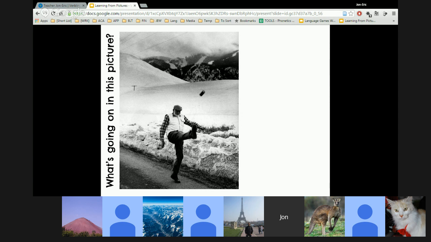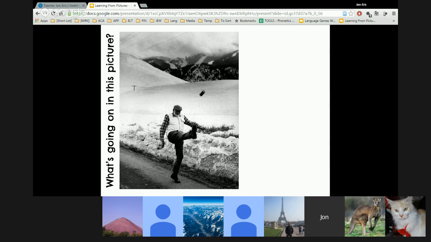Class, this man is actually playing a game. If you know the name of the game, then you win a cookie. What game is he playing? Look at the object that's flying through the air. Soccer. No. Guess again. Football. No, that's not a football. What object is that? It's up there above him.